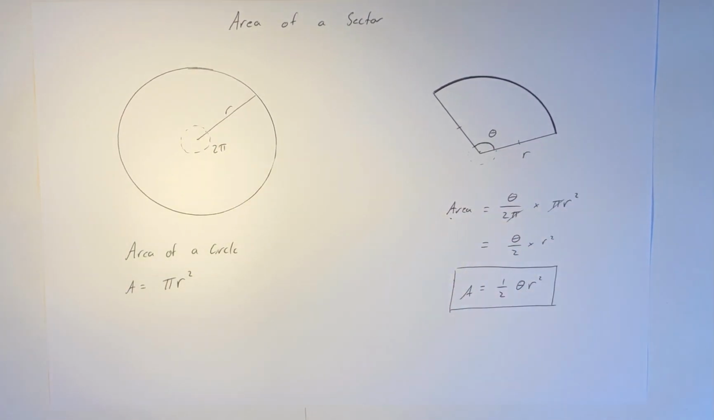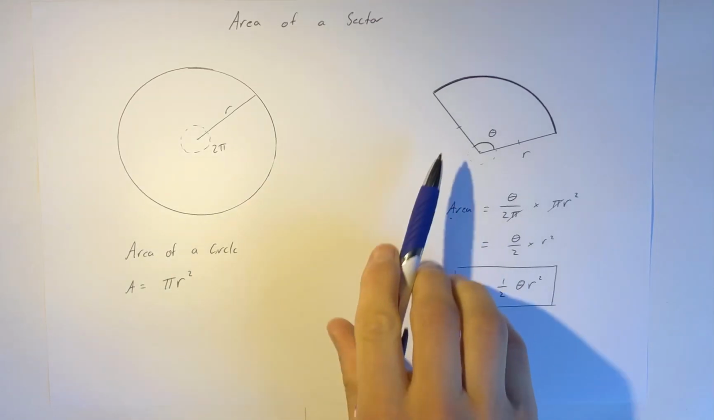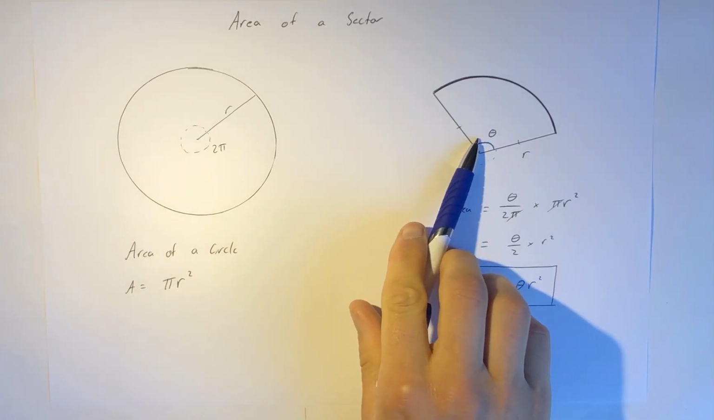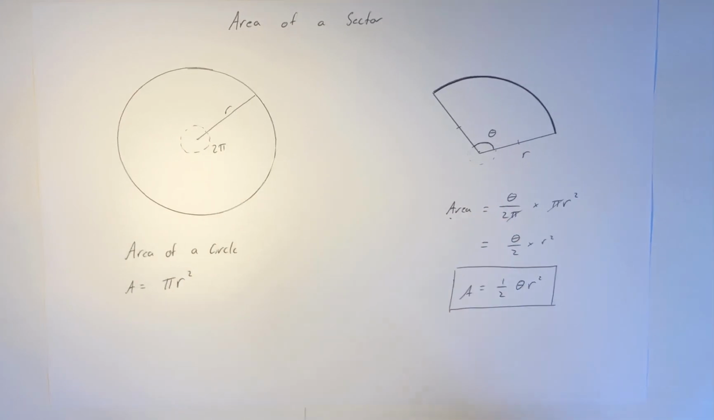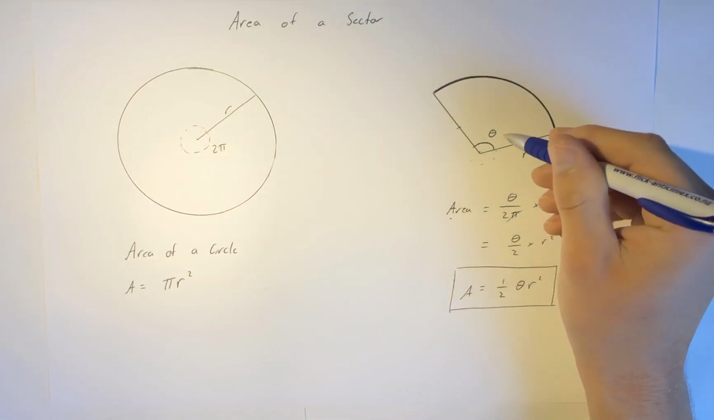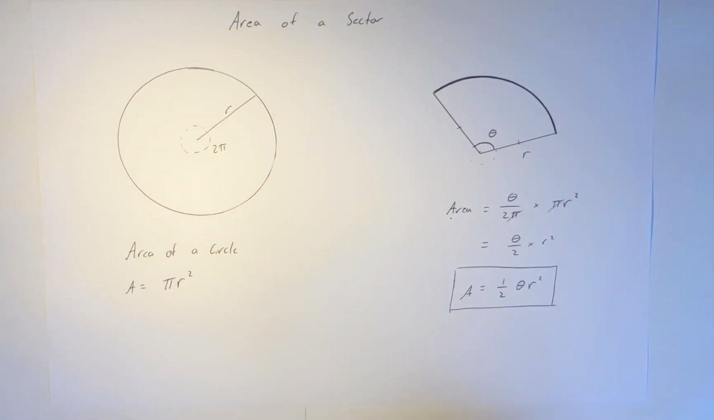Now, be aware that this is in radian measure, right? Everything breaks down. If you took 100 degrees over 2 pi, it wouldn't work. So make sure you convert, like from that previous video, you convert degrees into radians. So let's have a look at a problem.